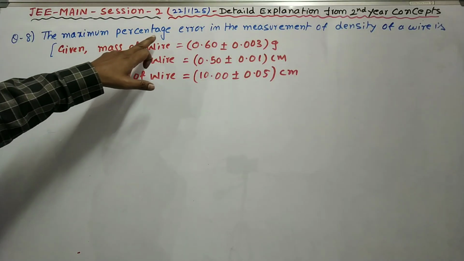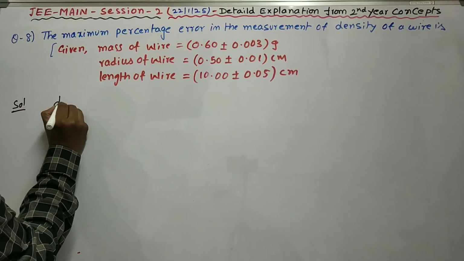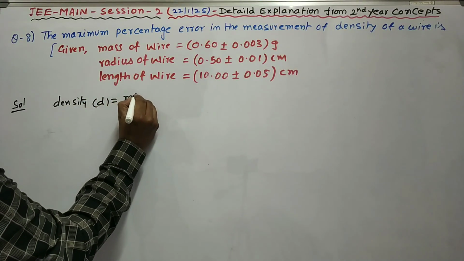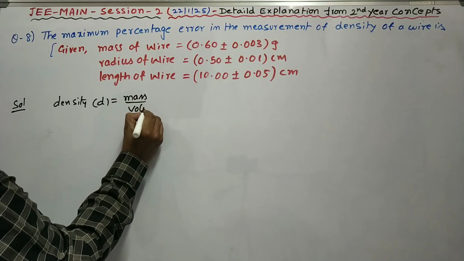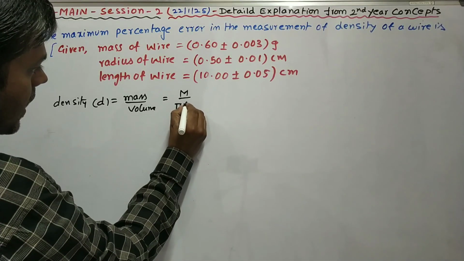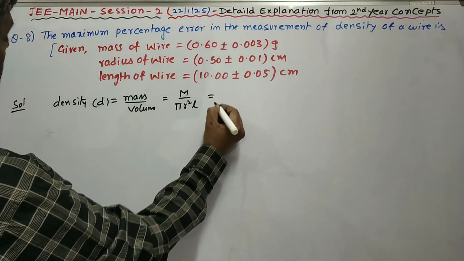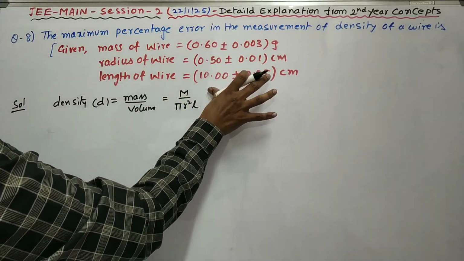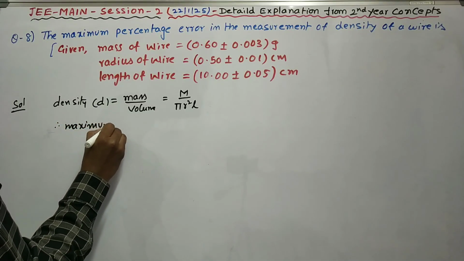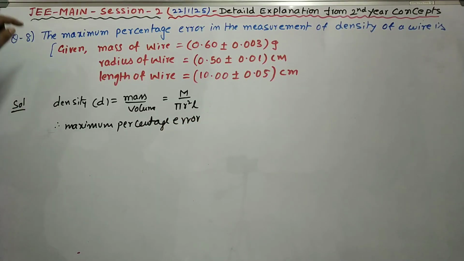The eighth question. The maximum percentage error in the measurement of density of a wire is? Density D is equal to mass by volume. That means M by the volume of a wire, which is pi r square into L, the length. So maximum percentage error, the percentage error while calculating the density of a wire.